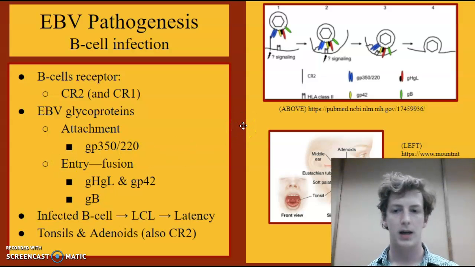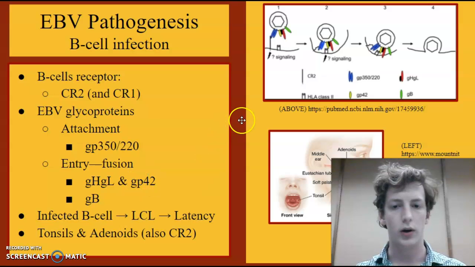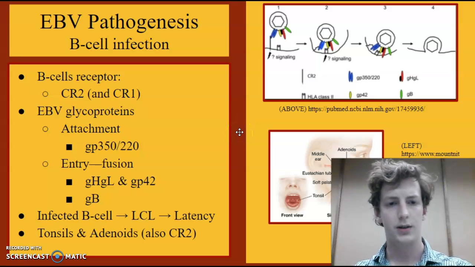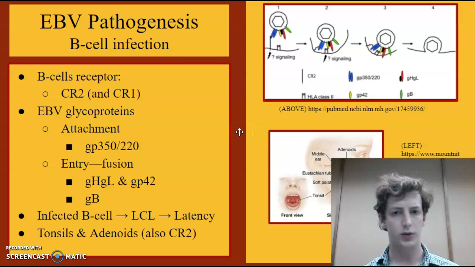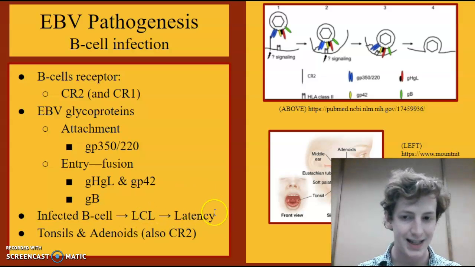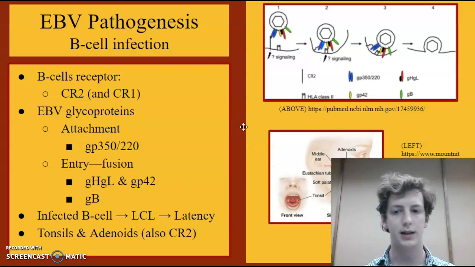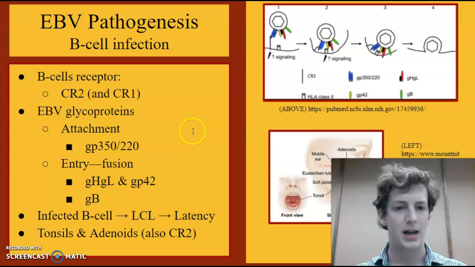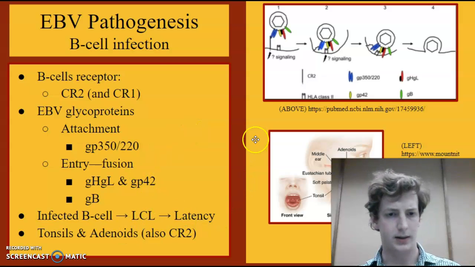by fusion. Now, GH, GL, and GP42 are used to initiate fusion, but GB is used in fusion itself. Now, when it infects a B cell, it causes them to multiply, creating lymphoblastoid cell lines, LCLs, where EBV establishes latency, and that's its main virulence factor, that it can remain latent for years and years and years. It targets B cells in the peripheral blood, that is, the blood that is currently in circulation.